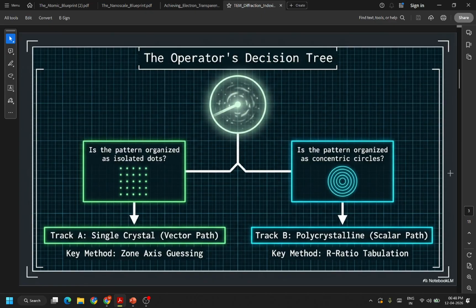So you have to decide if the pattern is organized as isolated dots. If so, then it is a single crystal, or if it is organized as concentric circles, then it is polycrystalline. For single crystal, we use zone axis guessing. For polycrystalline, we use R ratio tabulation.